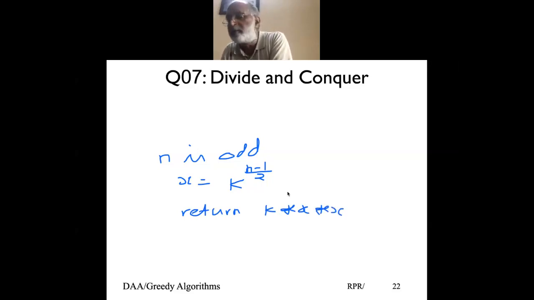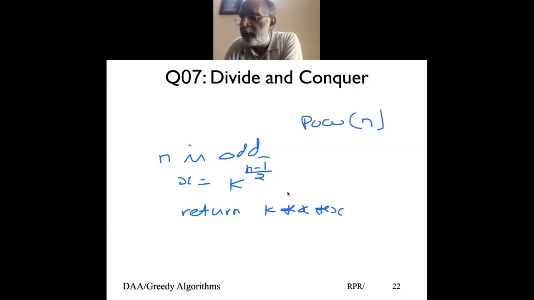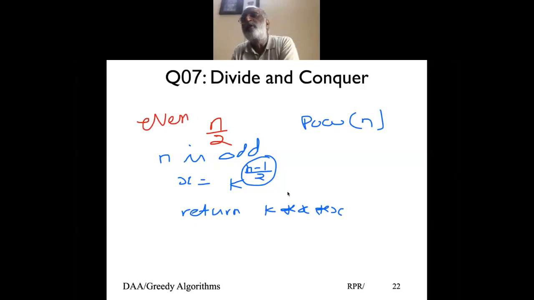So look at what I've done. Given a problem of size power n, I reduce it to size of either n minus 1 by 2, or n by 2 if it was even. And I'll keep doing it till I get n equal to 1. So that means if I keep dividing by 2, I'm doing only log n invocations. With log n invocations, I'm doing a fixed operation. So I can compute the power n of any element k in log n time.